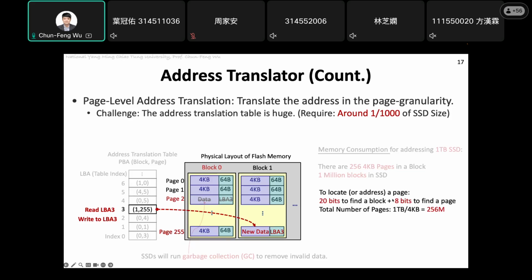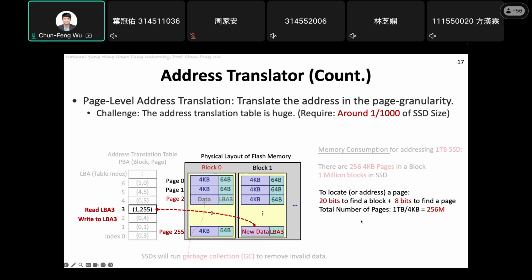To locate a patch, usually we need 20 bits to find a block. 20 bits means we can locate 2 to the 20 blocks. 2 to the 20 is 1024 times 1024, so it is around a million, more than a million blocks. So we actually need 20 bits. And then we need to add 8 bits to find a patch. Why 8? Because inside one block there are 256 patches, and 2 to the 8 is 256. So probably we need 28 bits for this kind of mapping.